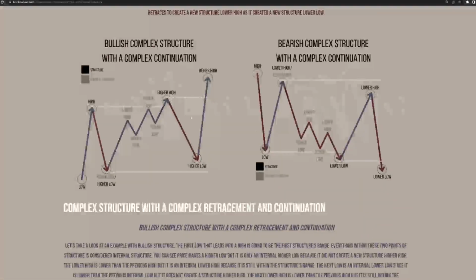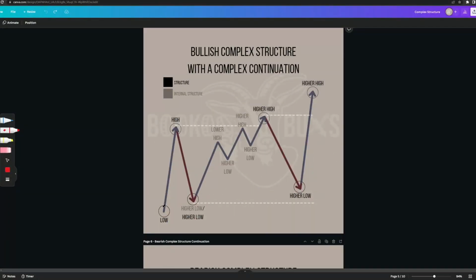All right. Complex structure with a complex continuation. So here looks a little funky, but break it down. To break this down, we understand that this is a low to high, right? Cool. Price gives a nice retracement, no complex retracement. And then price, in this case, actually gives a complex continuation.